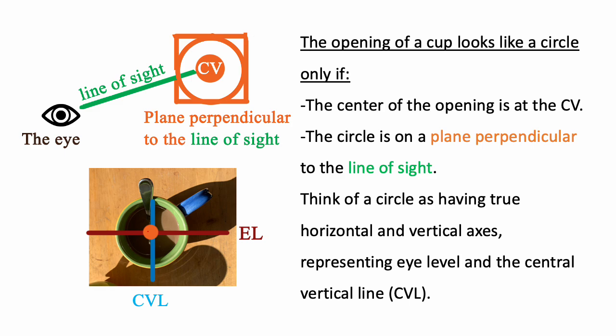The opening of a cup looks like a circle only if two things are true. One, if the center of the cup is at our center of vision, meaning we're looking directly at the middle of the cup. And secondly, the circle is on a plane perpendicular to our line of sight. So here we have a cup and we're looking down at it. It looks like a circle. And think of the circle as having a horizontal axis that's eye level and a vertical axis that is the central vertical line.